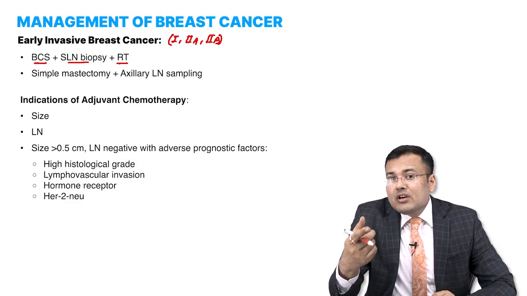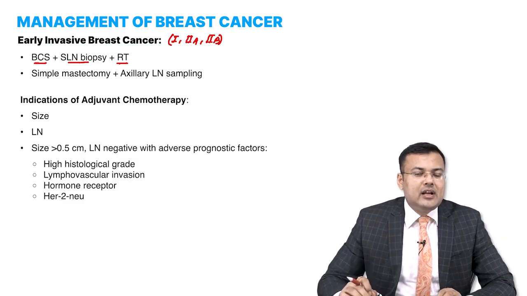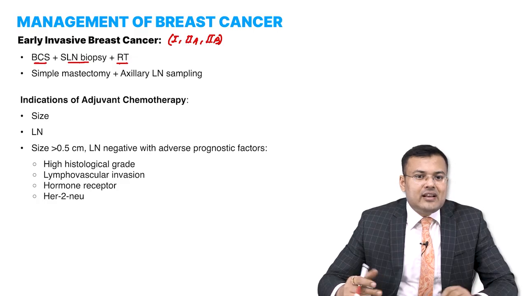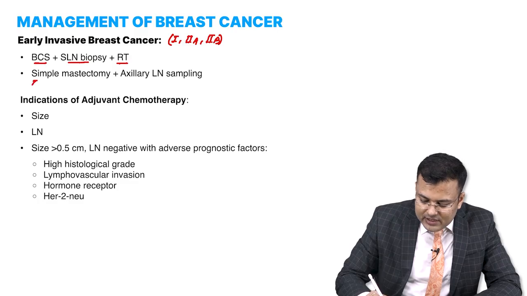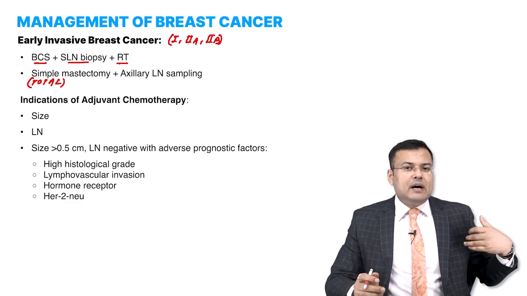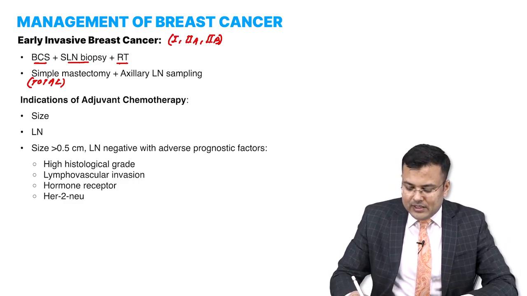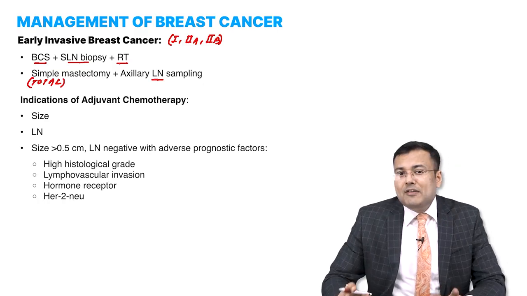Suppose there is some contraindication to breast conservation surgery. If a contraindication is there, in that case we go for simple or total mastectomy. Apart from that, we perform sentinel lymph node biopsy, which is also known as axillary lymph node sampling.